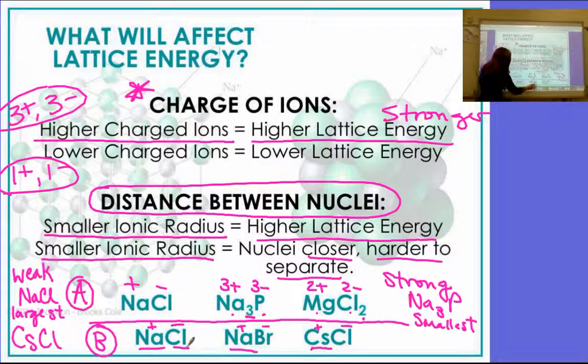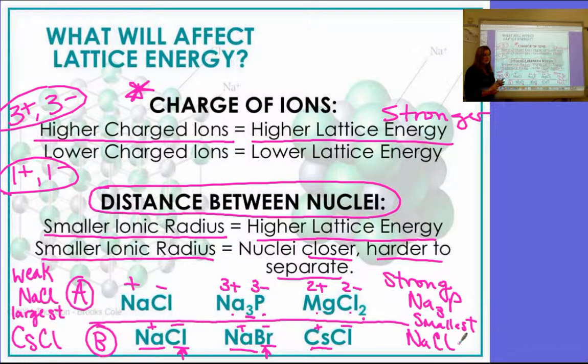Now I can compare chlorine and bromine. Looking on the periodic table in the halogen column, chlorine is above bromine. That means chlorine must be smaller. So in this case, NaCl is actually going to be our strongest of these three in example B because it has the smallest radius, with sodium and chlorine being the two smallest out of this group. The smaller the radius, the higher the energy.